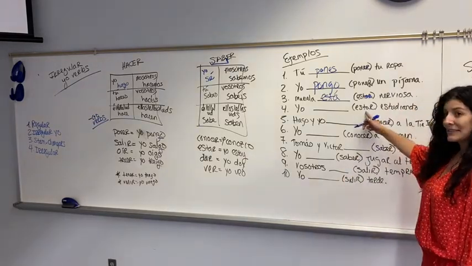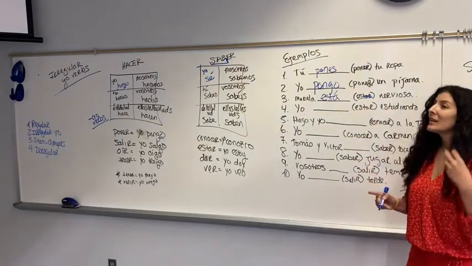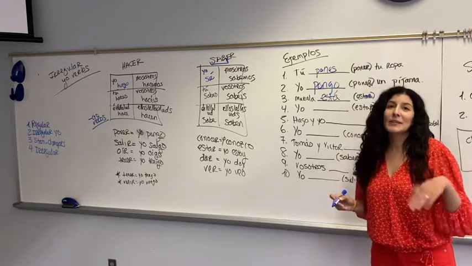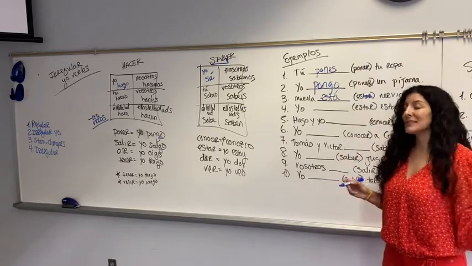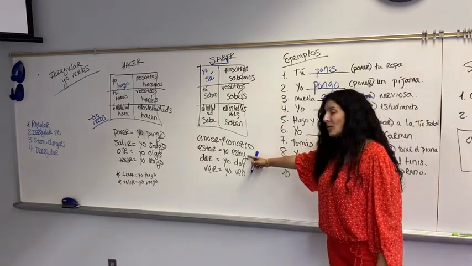Here we have estar, but we have a yo. So I remember, oh, estar is an irregular yo verb. So that means the only possible present tense form of estar is yo estoy.